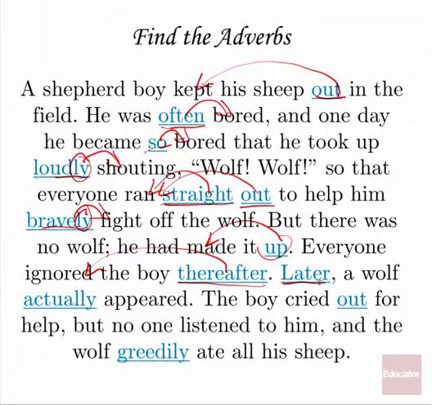Later, a wolf actually appeared. Later and actually both modify appeared. When did it appear? Later. How did it appear? Actually. The boy cried out for help, out modifies the verb cried. How did he cry? He cried out. But no one listened to him, and the wolf greedily ate all his sheep. How did the wolf eat all his sheep? It ate greedily. That's a lot of adverbs in one paragraph.